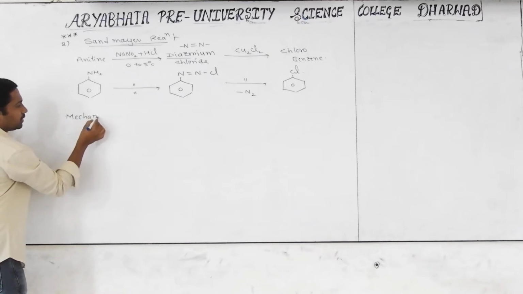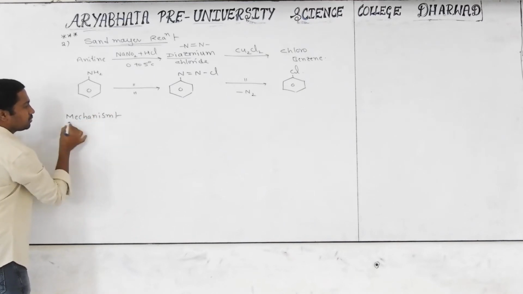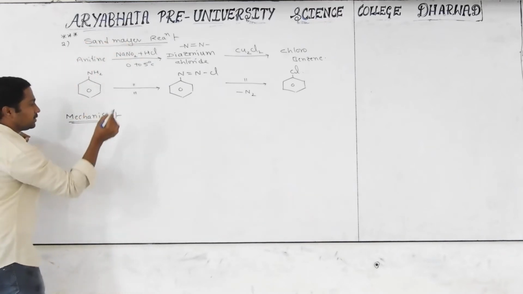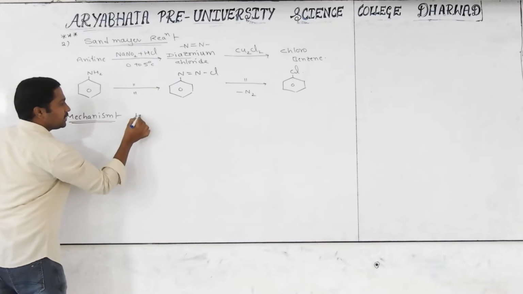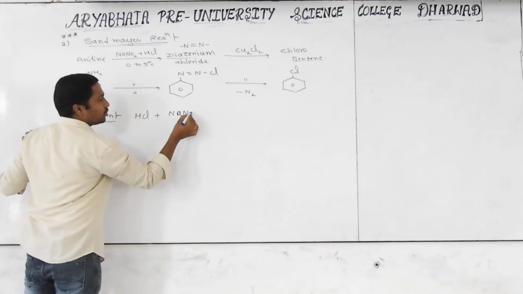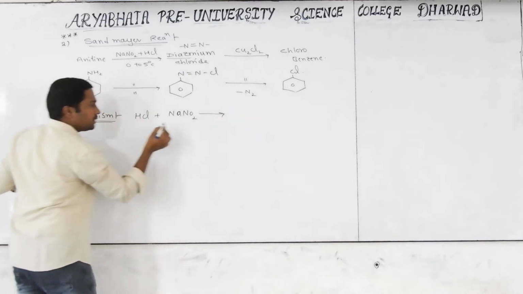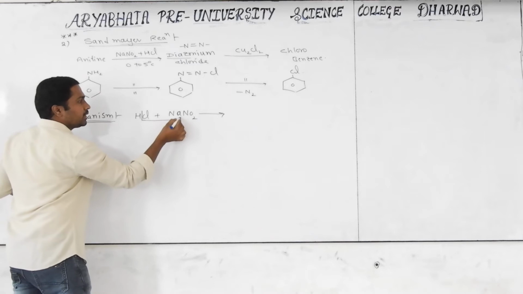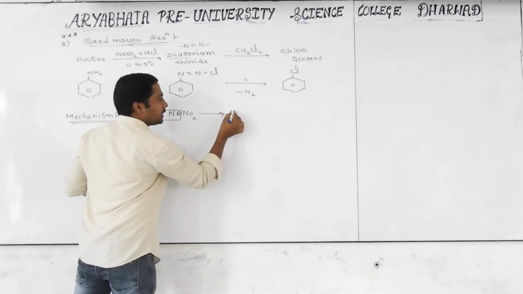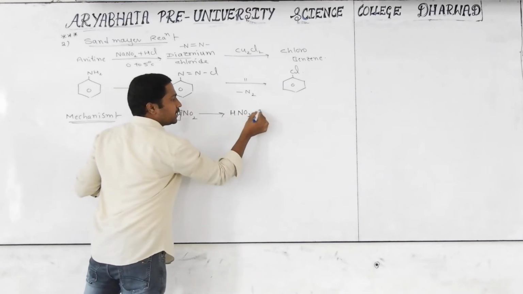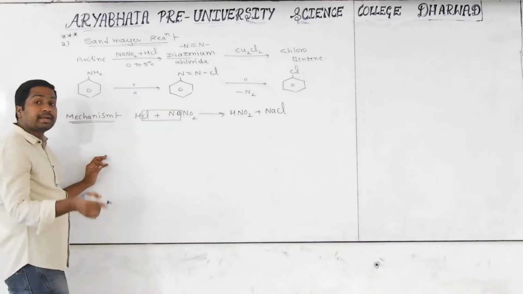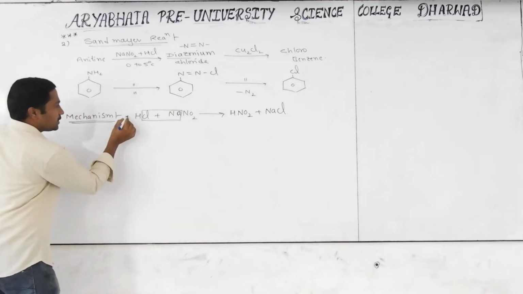You see carefully now. Mechanism means how these things go on. First of all, sodium nitrite will react with HCl. So see carefully, HCl reacts with sodium nitrite, NaNO2. Then sodium and chlorine come out in the form of sodium chloride. After that we get HNO2 plus NaCl. HNO2 means nitrous acid. Okay, this is the first step.